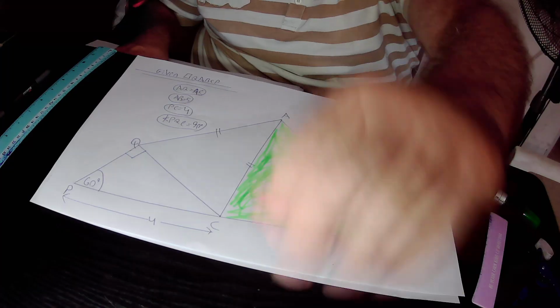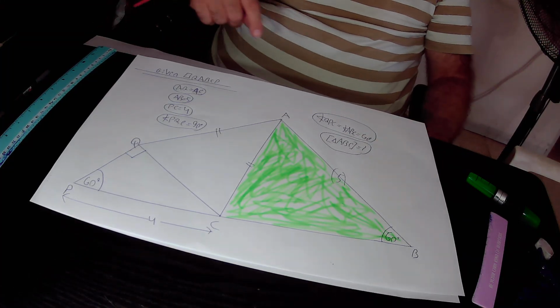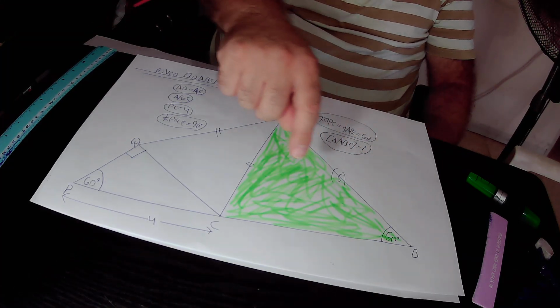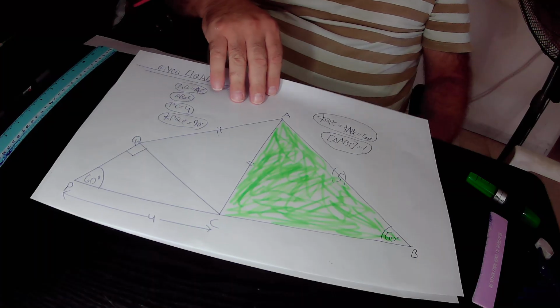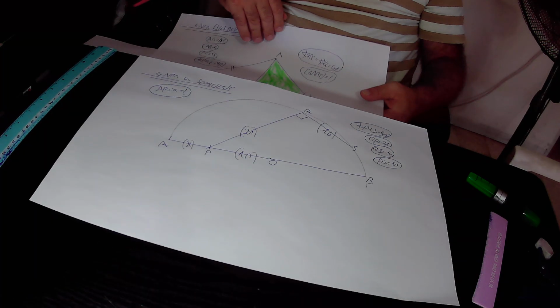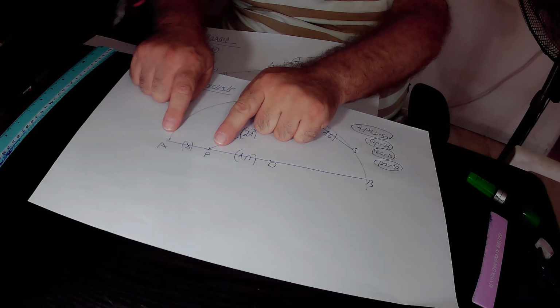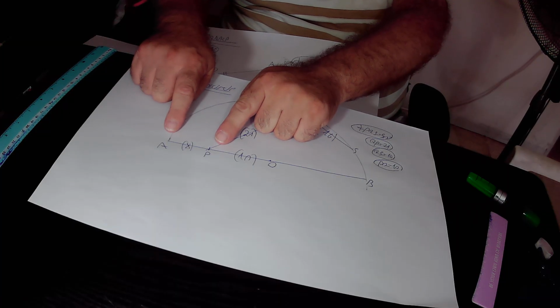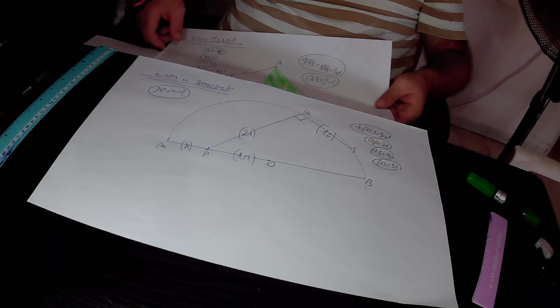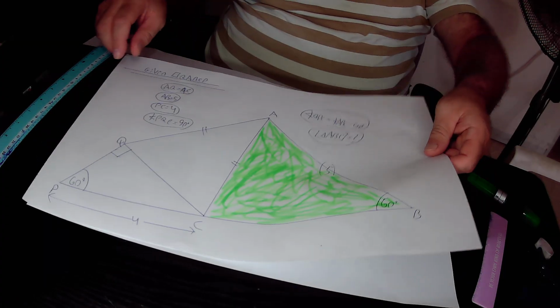In this lecture we'll answer two questions. In the first question, we'll find out the area of this green triangle, triangle ABC. And in the second question, we'll find out the length of this line segment AP that is equal to x. We have to find out the value of x. So we'll start with the first question.